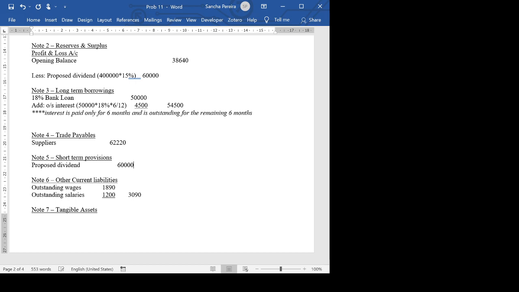Now we cannot move ahead until we know the profit, and to know the profit we need to start transferring all the items. So we will continue with that.